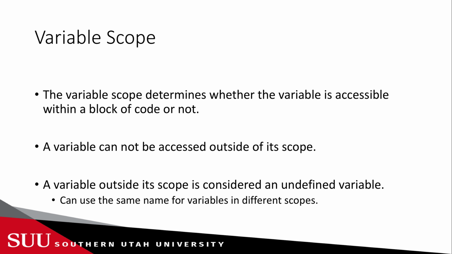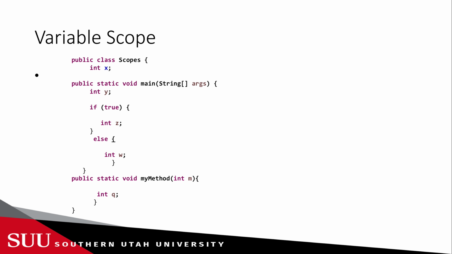The general rule is that a variable cannot be accessed outside of its scope, and a variable outside its scope is considered an undefined variable. So if you define a variable within a certain scope, and you are coding in a different scope, then you can use the same variable name in that scope, because the variable is not going to be recognized there. Let's see what we mean by scopes and variable scopes.